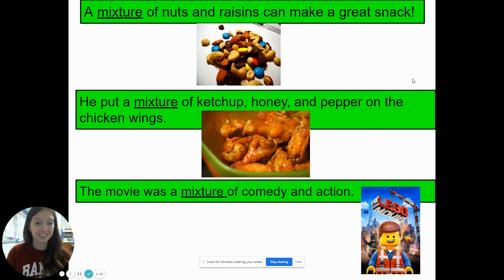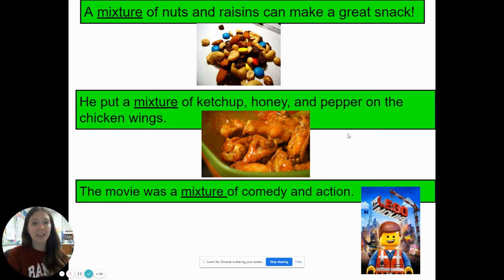Here are some example sentences. Look up at the top at our picture here. A mixture of nuts and raisins can make a great snack. Yes, it can. A lot of people call this trail mix, especially when there's M&Ms in there or other types of healthy different little things for you, raisins, cashews, almonds.